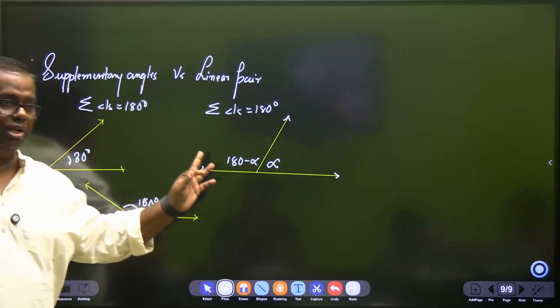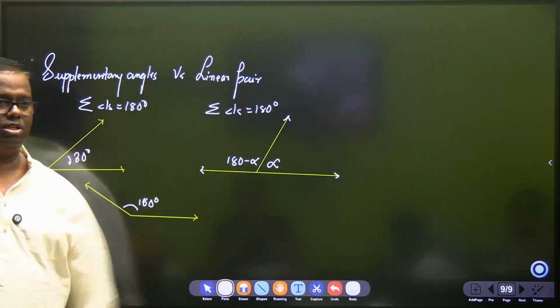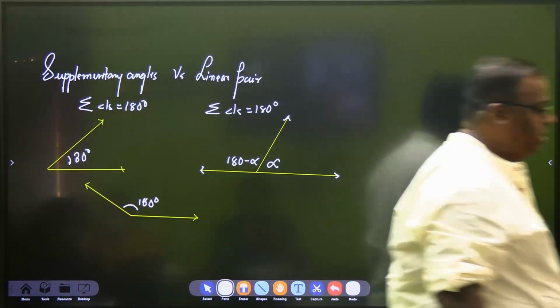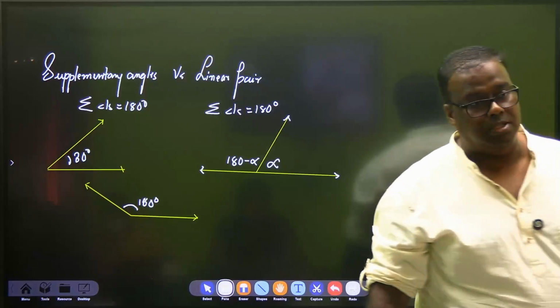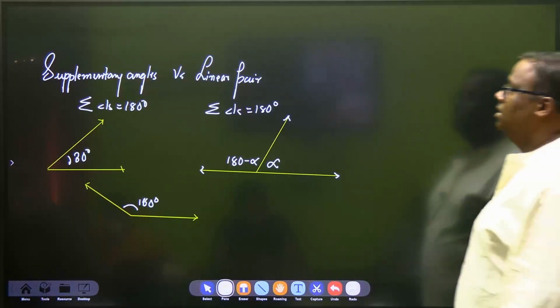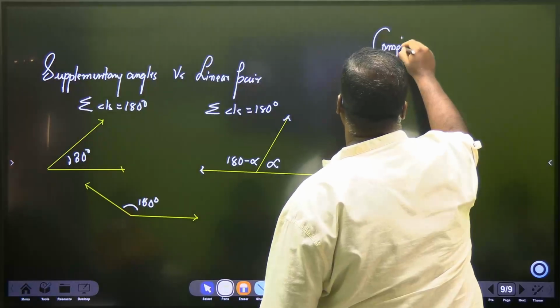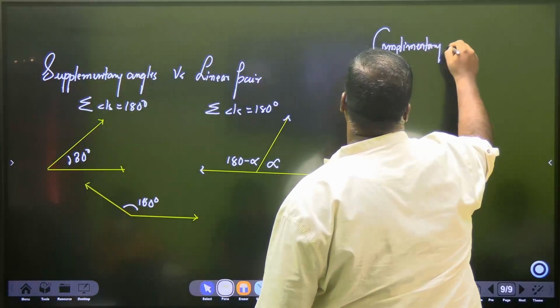Then also these two will be known as supplementary. Addition will give you 180, but they are not born on the same platform. Here the birth is on the same platform. So I hope you are clear with what is a linear pair and what is supplementary. Okay. Then comes the next one, which is known as complementary angles.